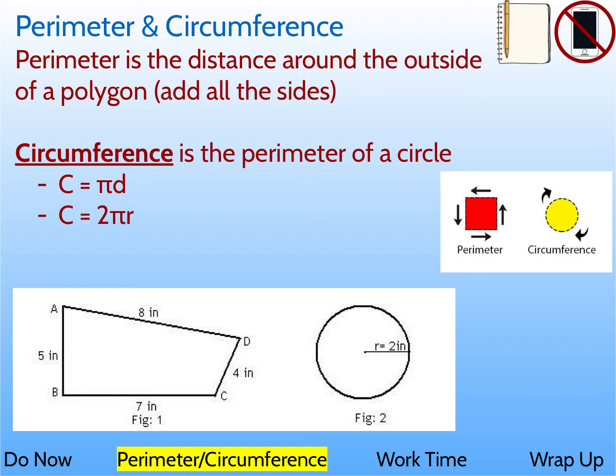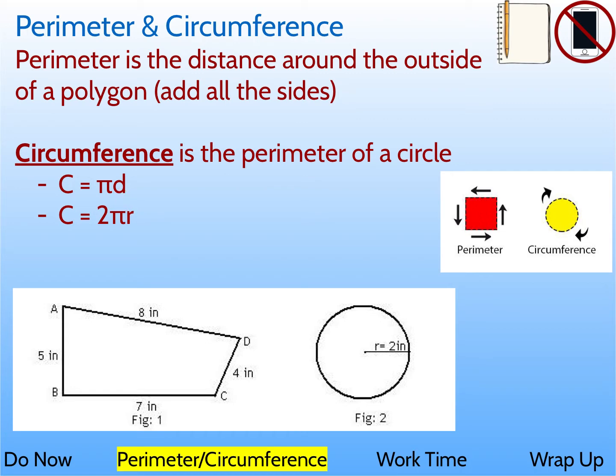Perimeter is just the distance around the outside of a polygon. You just add all the side lengths. And circumference is basically just perimeter, but with a circle. You can't really add the sides of a circle, so you just use a formula to figure out how far around it is, and that is either pi times the diameter or 2 times pi times the radius. It's the same formula because 2 times the radius is the same thing as the diameter.